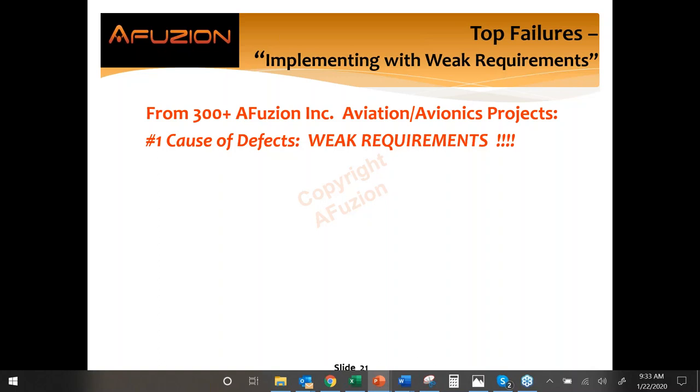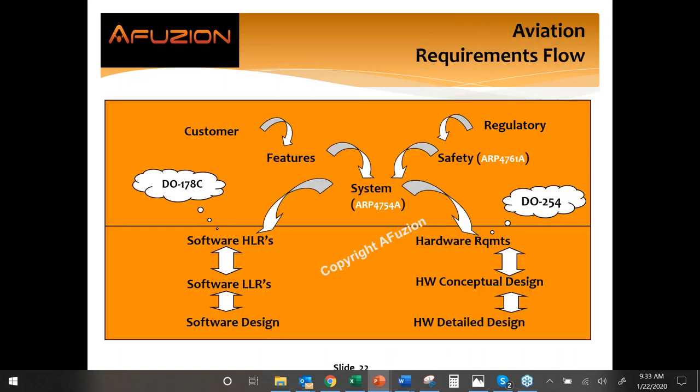When we audit, a lot of our training is about how to develop better requirements, more detailed, and how to do it efficiently. But let's look at requirements, because they're all too weak out there and we will fail. This is what our requirement ecosystem looks like. At the top, we have customer requirements, features. We have system requirements that meet the criteria of ARP 4754A.